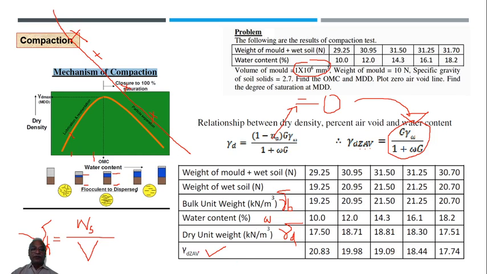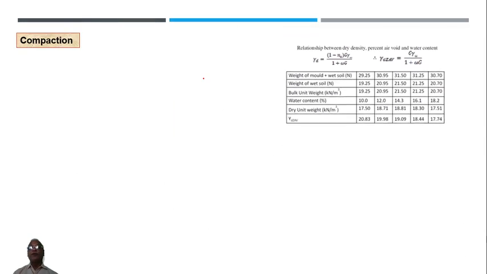And one more thing that you should observe is that the zero air void line will always be much above the actual behavior of the soil, because it is imaginary. It will be giving you a higher value of gamma D. So this zero air void line will not be cutting this curve. What I mean is, when you plot the zero air void line, it will always be above like that. It cannot cut. You cannot get a curve something like that. So that is the important thing to be remembered.